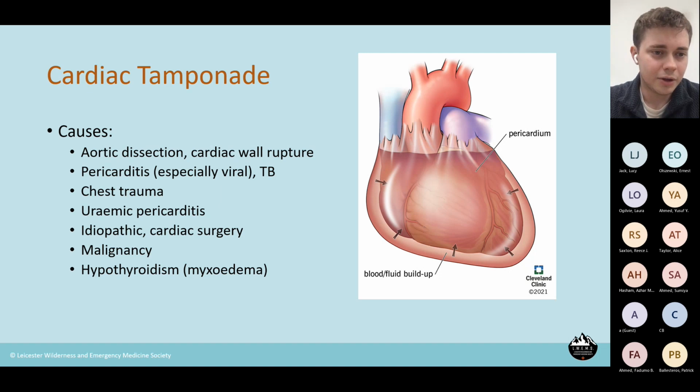There are several causes, so you get things like vascular causes, so aortic dissection or cardiac wall rupture as well, which is a complication of MI, which is what we were hinting at in this case.